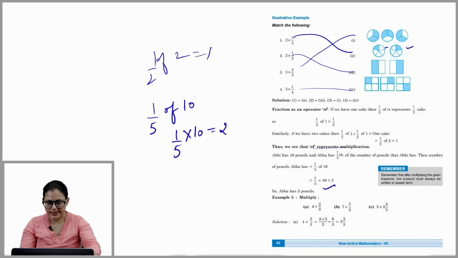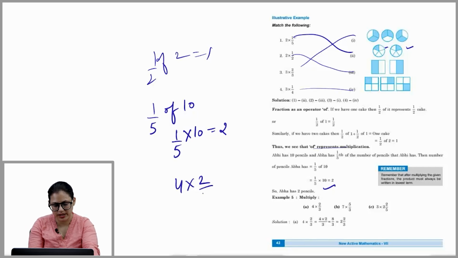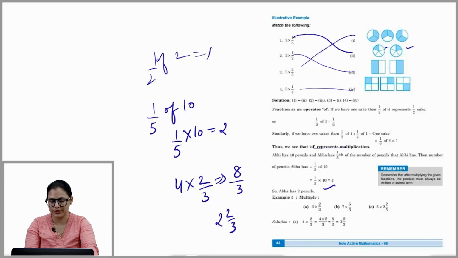Example 5, multiply. You have to multiply 4 into 2 by 3. So 4 2s are 8 by 3. Now you will convert this improper fraction into a mixed number.